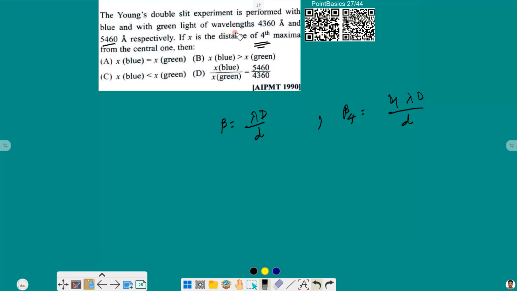Now as we have different wavelengths, and one is green and one is blue, this is blue and this is green. So we know that lambda for green color is going to be greater than the lambda for blue, and beta is directly proportional to lambda. Here capital D and small d are constant, so we can say that x for green is going to be greater than the x for blue, and that is option C for us.